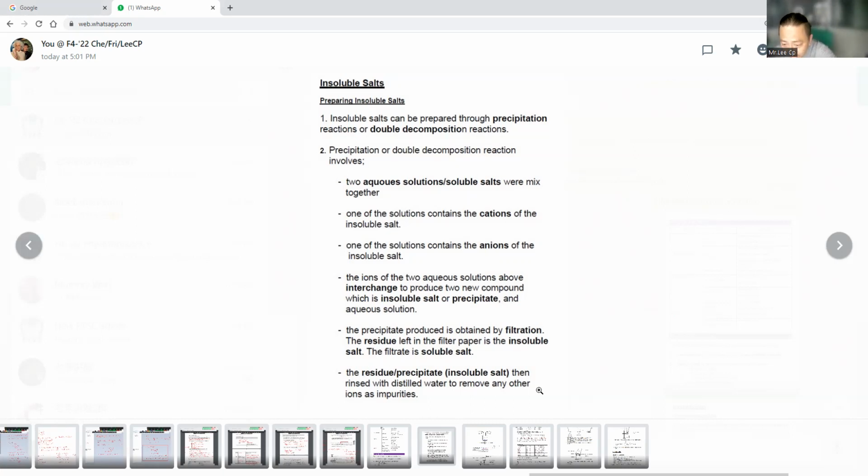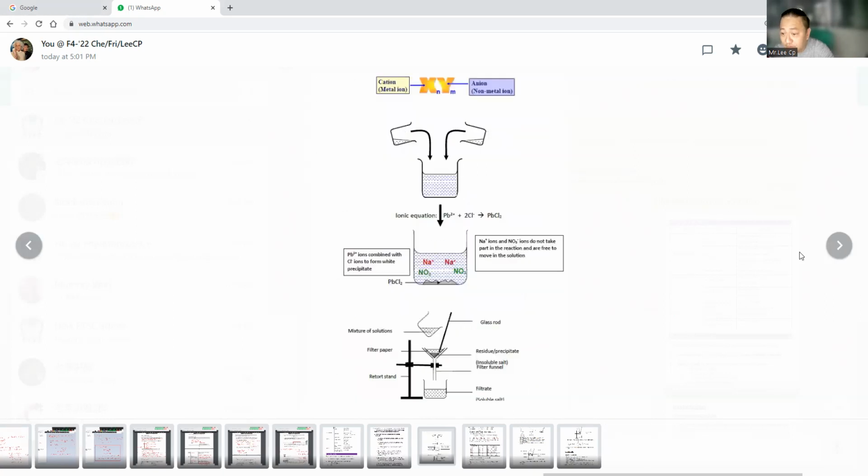The residue, then you wash with the distilled water to remove the other ions that are impure, not pure, impurities. So you can remove it. Do you understand this?